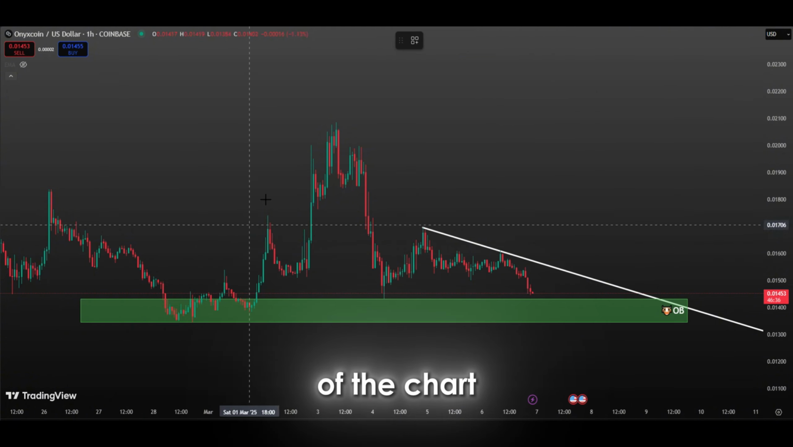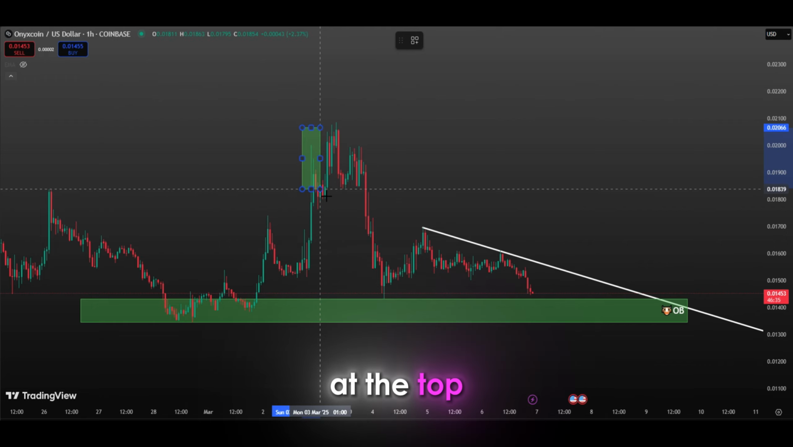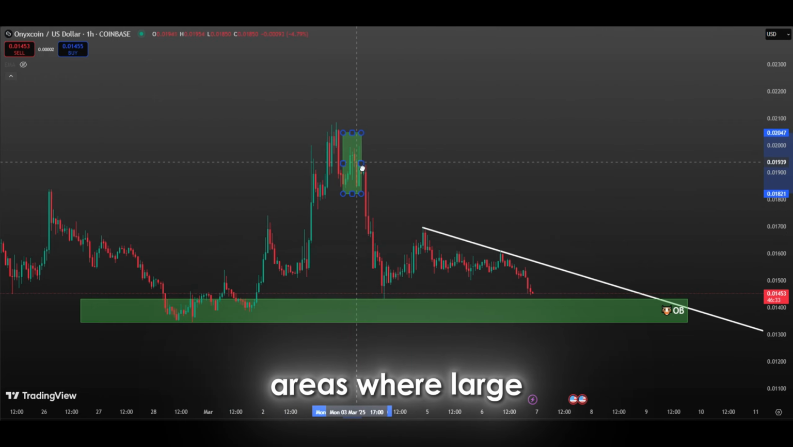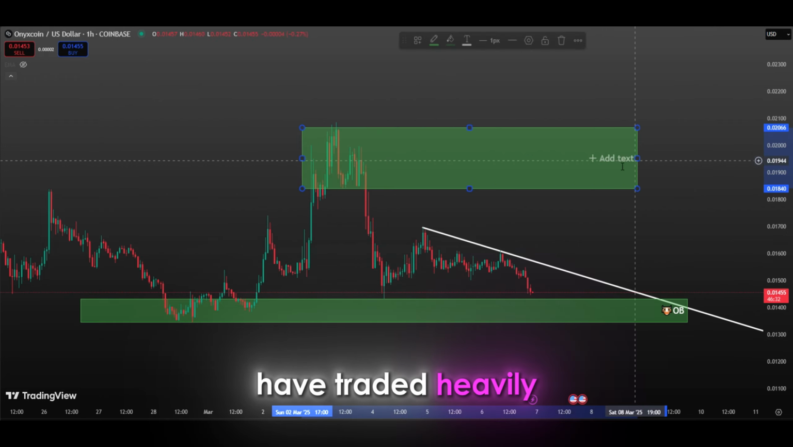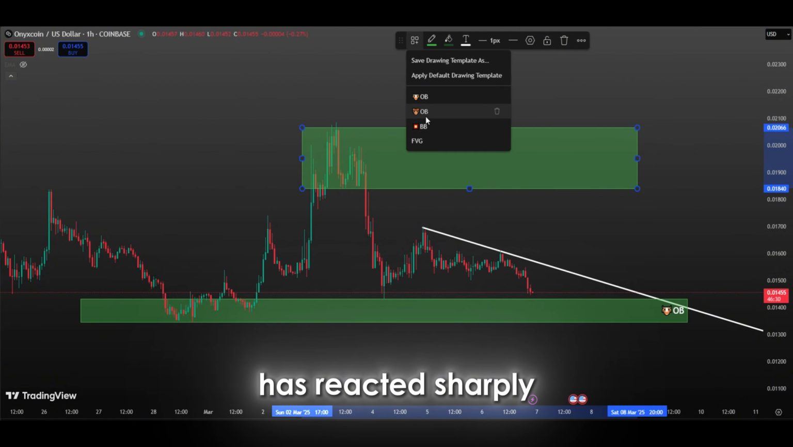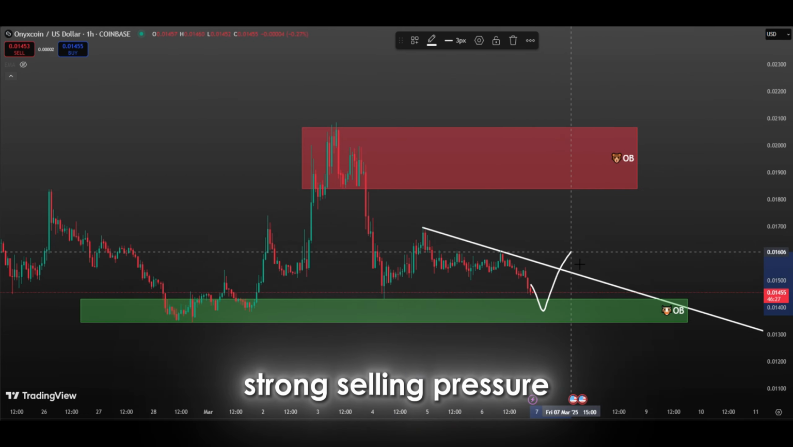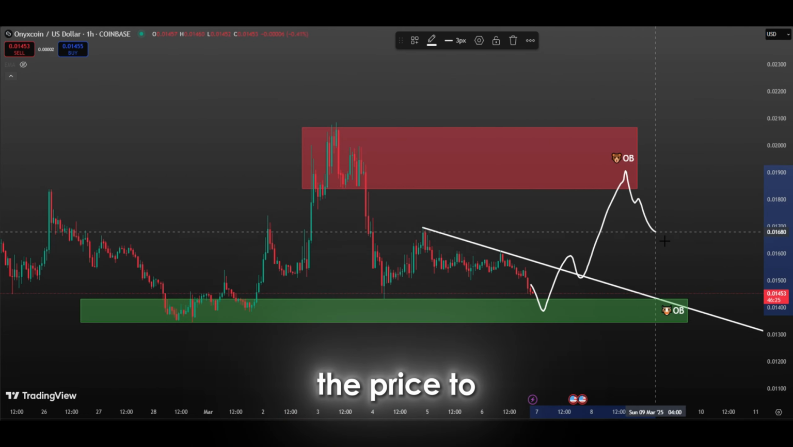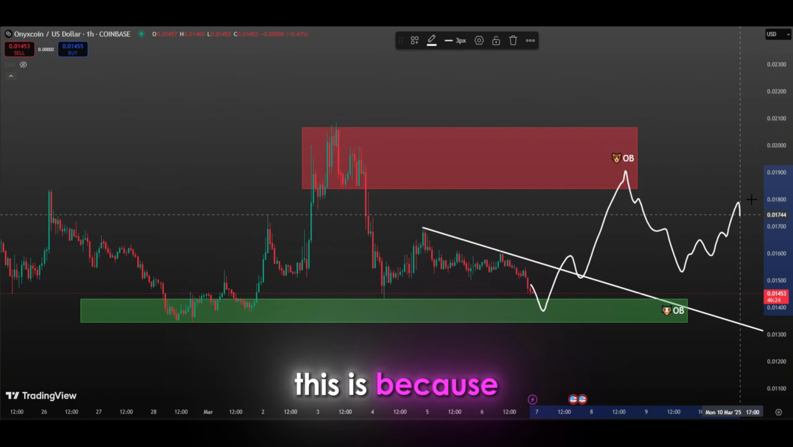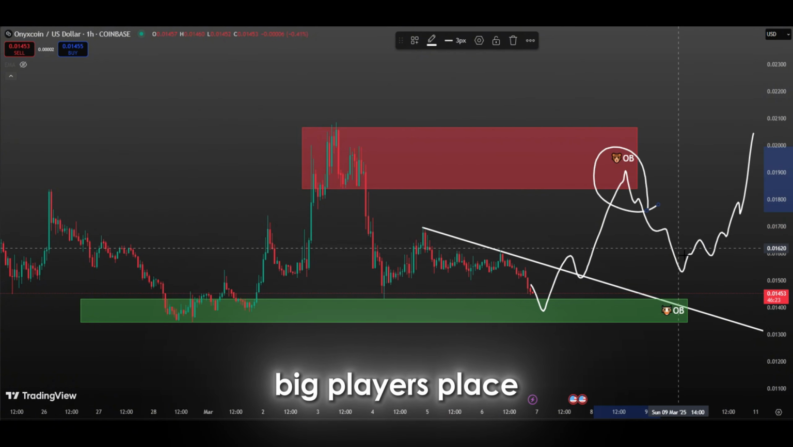Another important element of the chart is the bearish order block at the top. Order blocks are areas where large buyers or sellers have traded heavily in the past, and the price has reacted sharply. If the price reaches this area, it may face strong selling pressure here again, which may cause the price to move down again. This is because bear order blocks are usually where big players place their sell orders, and when the price reaches here, big sell orders may come into play. The price can only go there after breaking the trend.